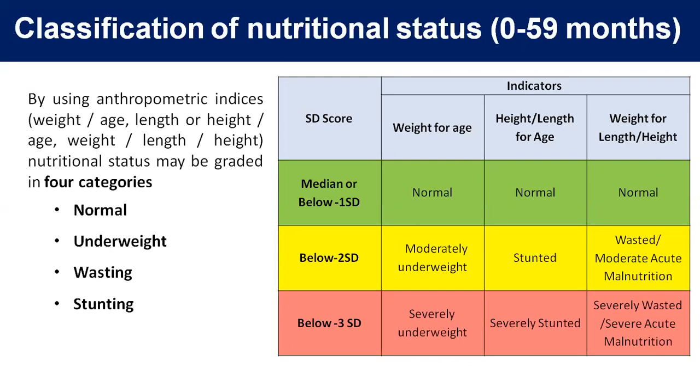Also, weight for length or height, it is called severely wasted or severe acute malnutrition when it is below -3 SD. We call it moderate acute malnutrition when the weight for length or height is below -2 standard deviation. And when it is between median and 1 standard deviation, it is normal. We will discuss this in detail.